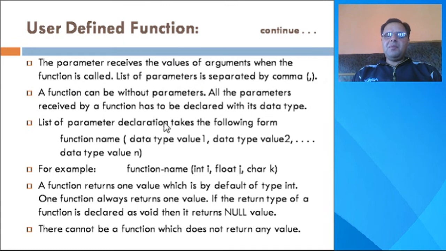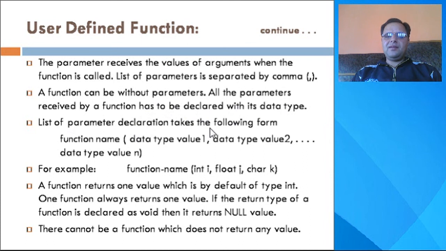A function can be without parameters. All the parameters received by a function have to be declared with their data type. So a function can be with parameters or without parameters, and all the parameters should be declared with their data type, for example int, float, character. Any type of these parameters should have a data type.